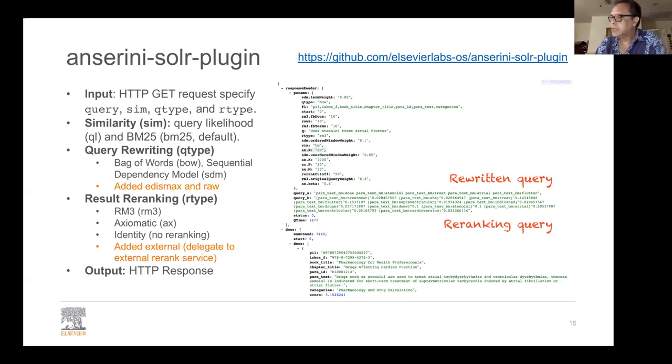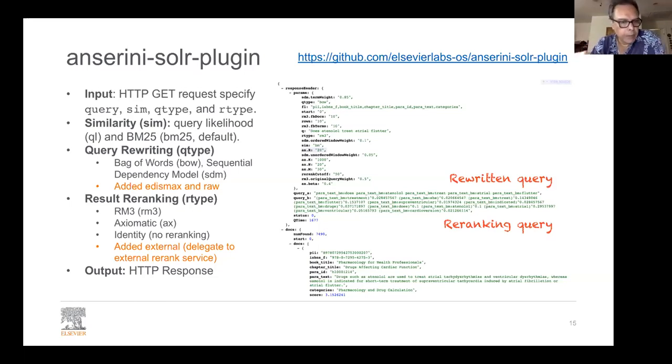RM3 is relevance model 3. So essentially, it extracts the high frequency terms from the result and reweights them. So it reorders the results using these high frequency terms. Axiomatic does something similar, except it also considers results from outside the query set that it got. In any case, with axiomatic, I faithfully reproduced what Anserini did. But in practice, we found axiomatic did not perform as well. So mostly we stuck to RM3.